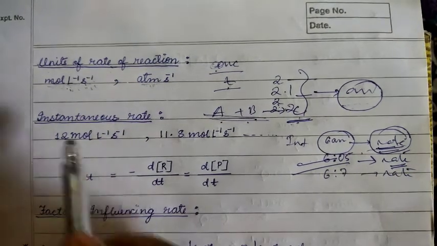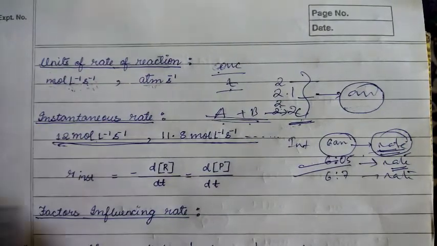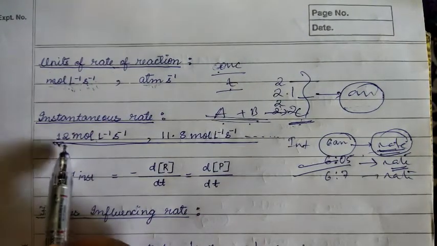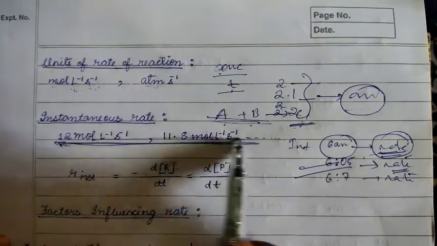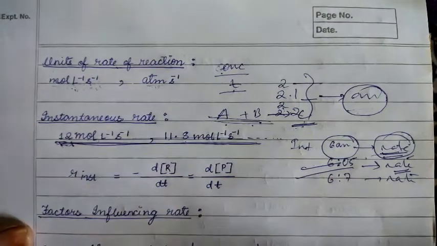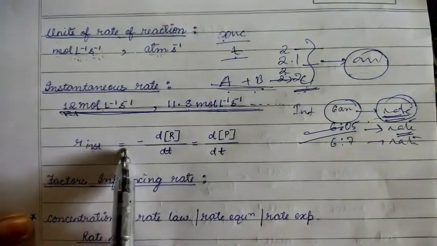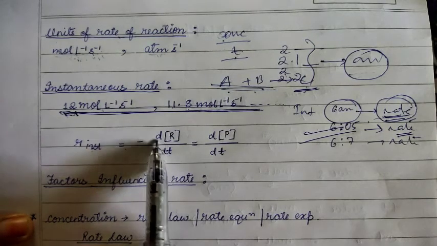Okay, so here I have written these values just to show you that in the course of time the value of the rate of a reaction always decreases. Initially it was 12, then next 11.8, like that. Now when we talk about the instantaneous rate, R instantaneous is given by d, that is your differential.